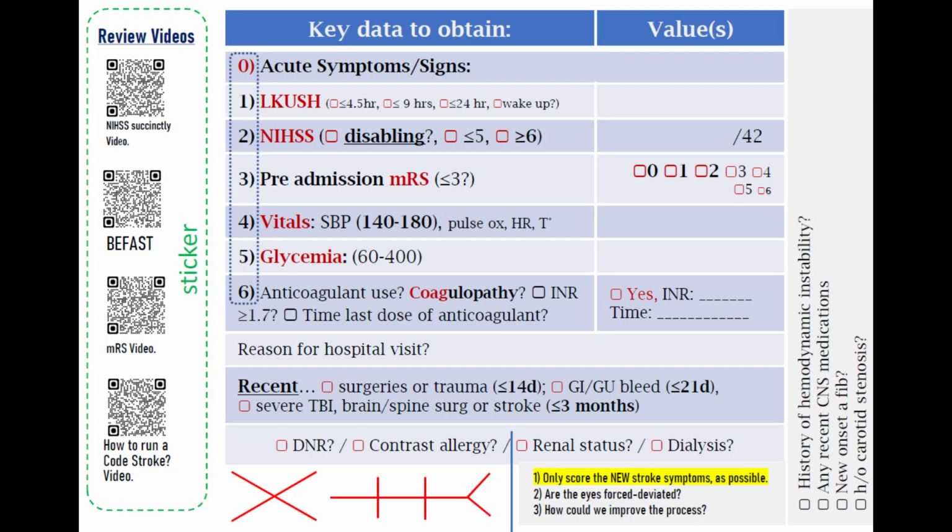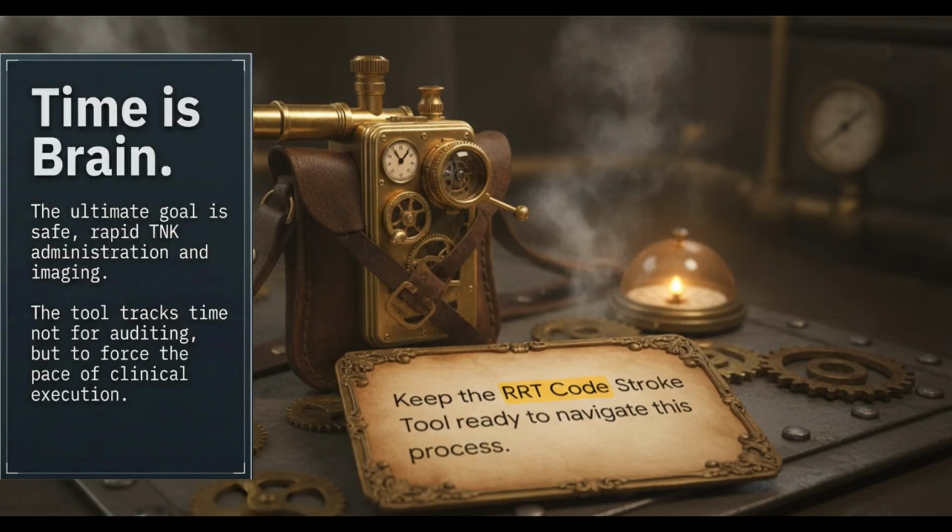A code stroke is just way too fast and the stakes are way too high to just rely on memory alone. Keeping this tool right in your pocket ensures you have your operational checklist right there, allowing you and your team to function as a seamless unit under immense pressure.